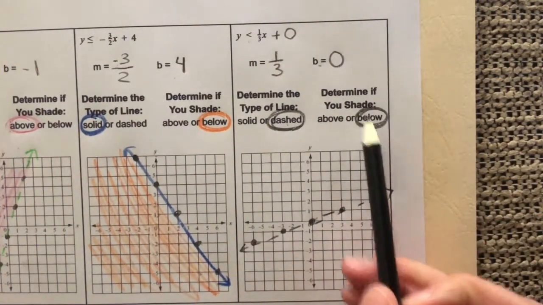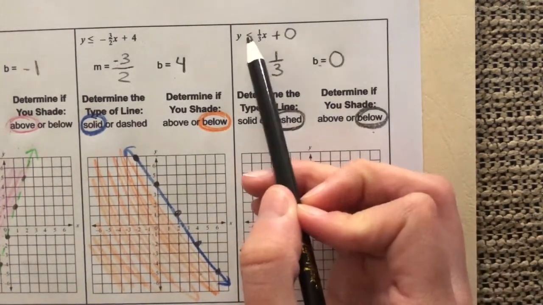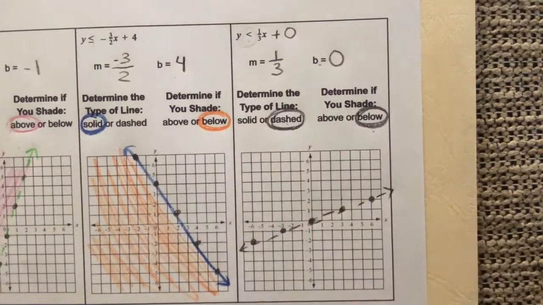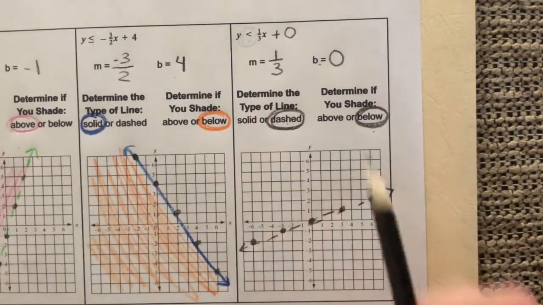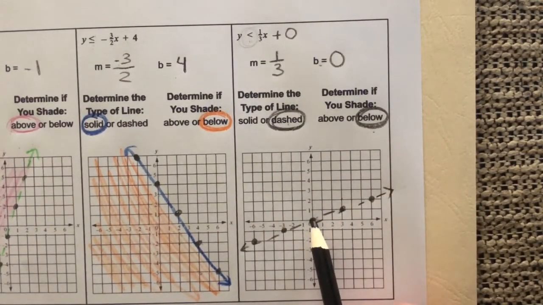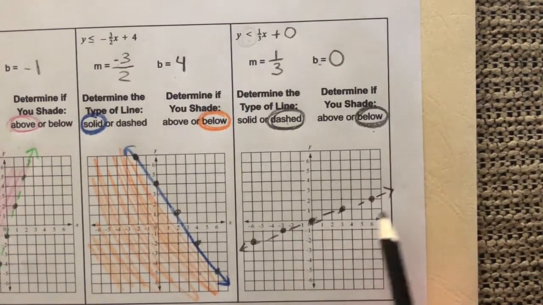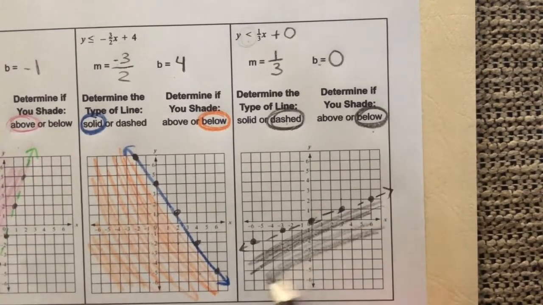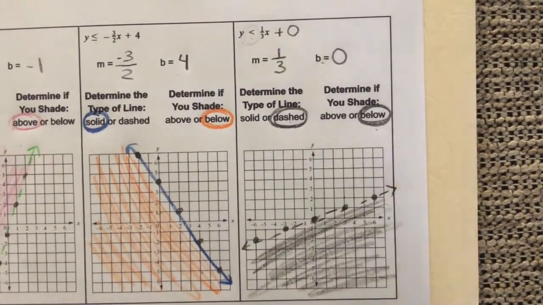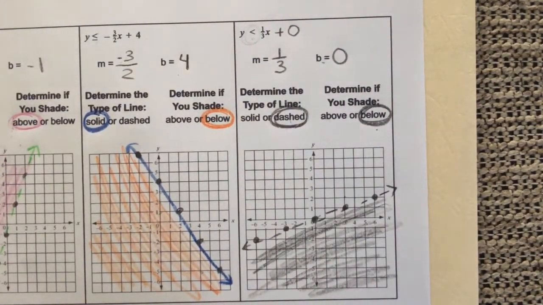And then I'm going to be shading below because all the numbers less than that make that inequality true. So any number less than 0 has to be negative. Here's where all your negative numbers are on your y-axis. So you'll be shading below your equation, your inequality.